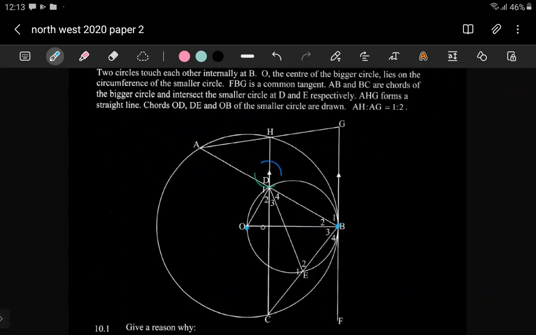FBG. Where's FBG? FBG, where are you? FBG is a common tangent. Whoever set this paper was angry. I don't even want to lie, they were angry.